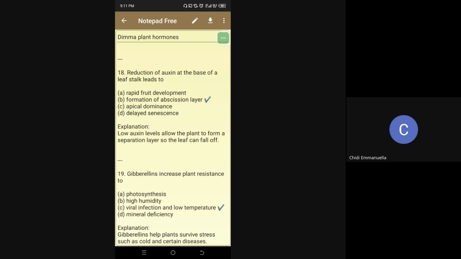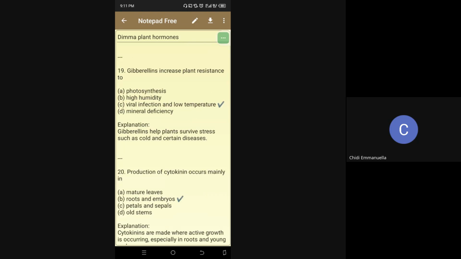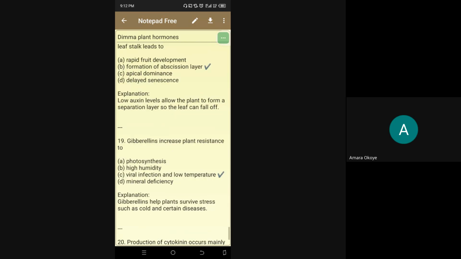Once there's a formation of abscission layer, it will facilitate the falling of leaves and the falling of fruits. That's if the auxin content is very low, it is reduced. So low auxin levels allow the plant to form a separation layer so the leaf can fall off. Do you understand that point? Amara, do you understand that point? No, sir. I said that the presence of auxin does not allow leaf to fall. That's what I started with from the beginning.